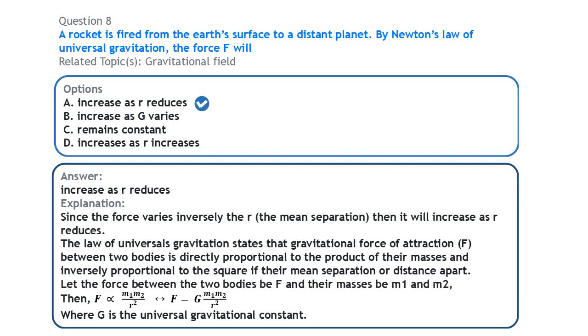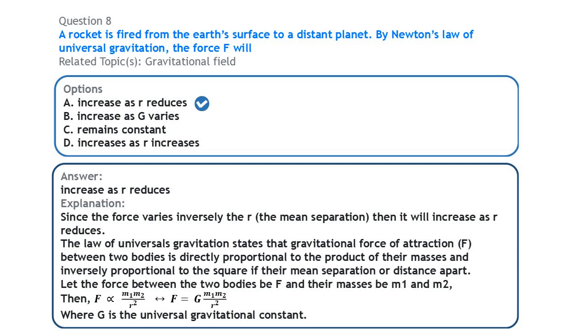As this rocket is fired from the Earth's surface, the distance between the rocket and the Earth's surface is increasing. The force cannot remain constant, so these two are out. Now the question is, does the force increase as the distance reduces, or as the distance increases? In that formula, the force varies inversely as the square of the mean separation, that is the distance between the two bodies. What that inverse proportionality means is that the force increases as r reduces, or the force reduces as r increases.